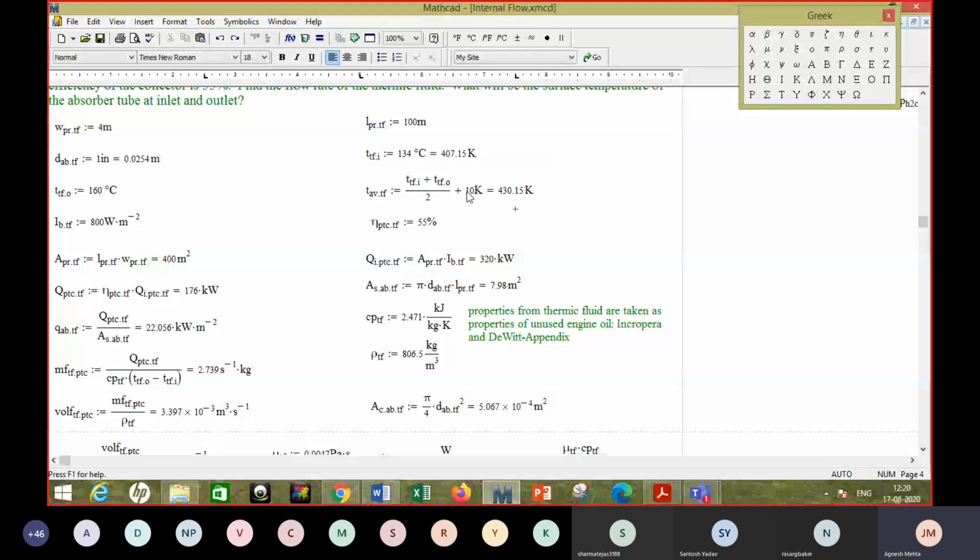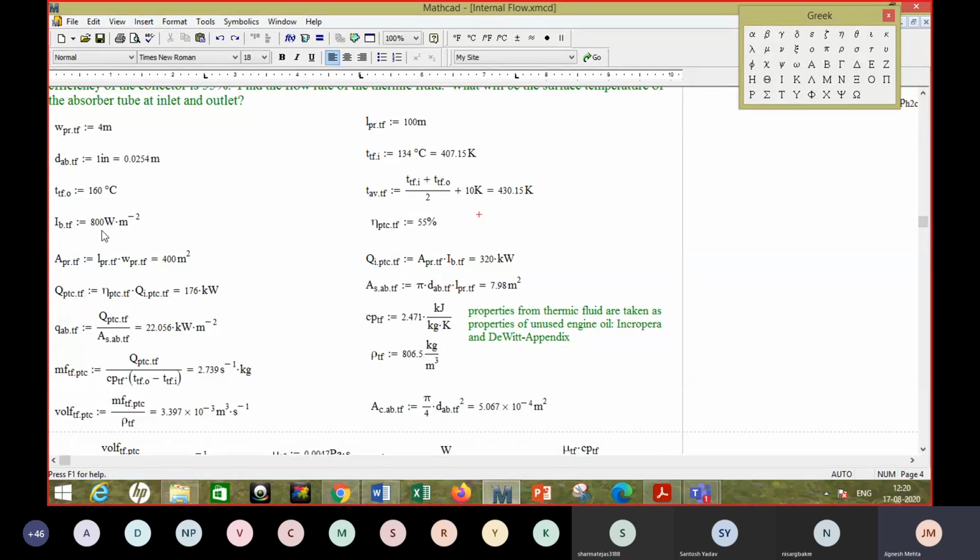Now you may ask why I have added 10 Kelvin. This is because this is the average temperature of the thermic fluid, but the surface temperature will be a bit higher than the temperature of the thermic fluid. That's why I have added 10. But it's in a way an arbitrary way of adding this number. Even if you don't add it, there is nothing wrong in that. So you may just take it as the average temperature of the thermic fluid, and you may find the properties of the thermic fluid at that temperature.